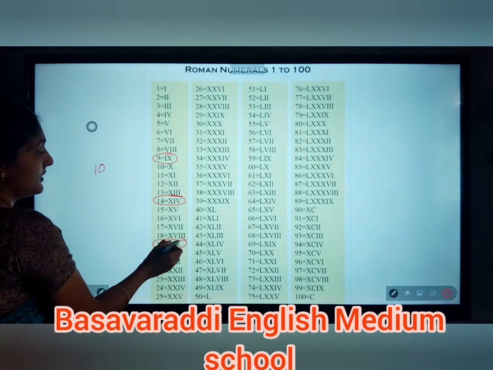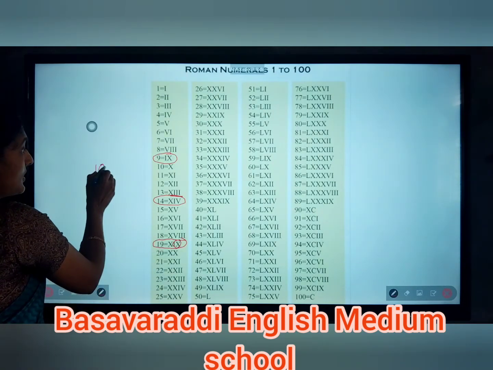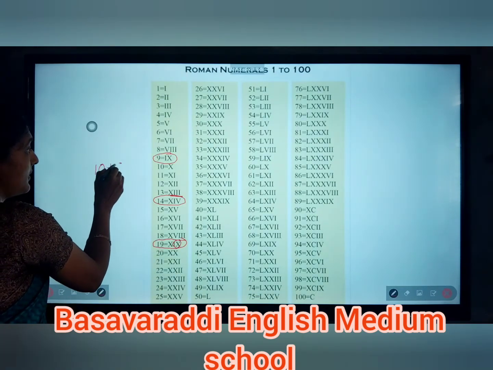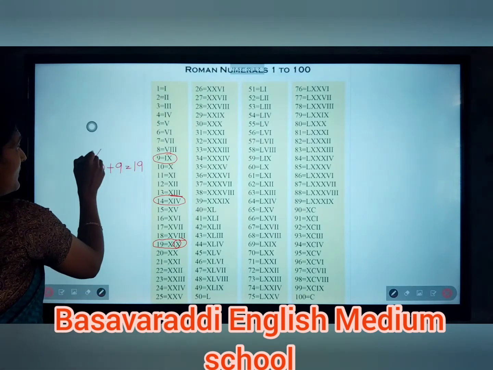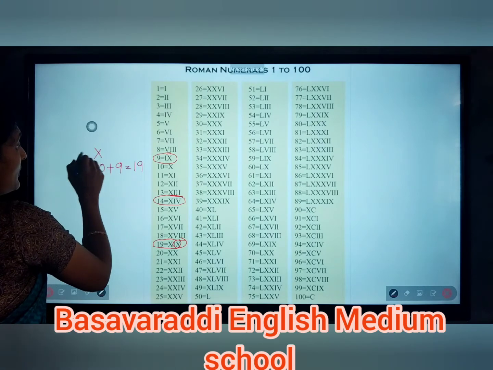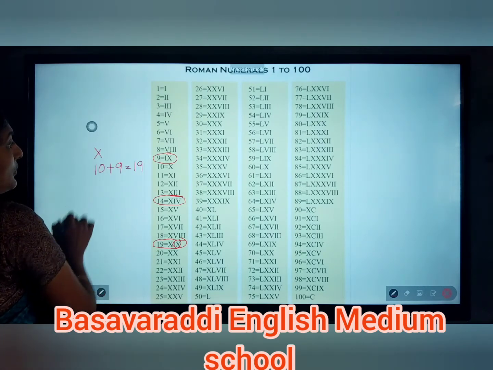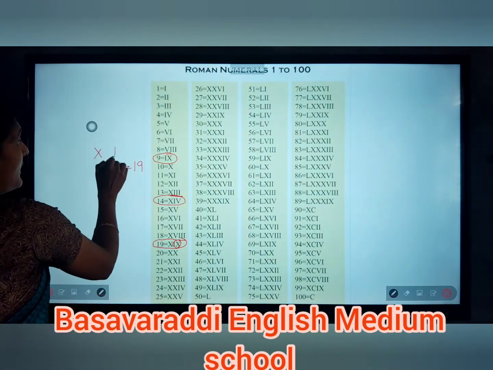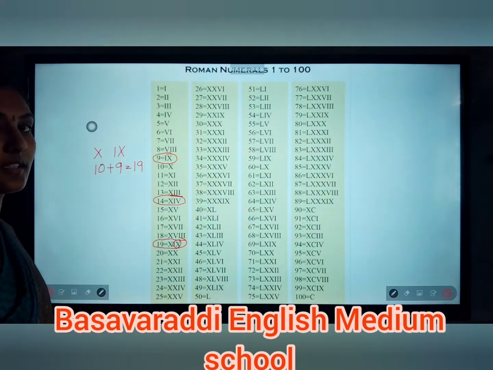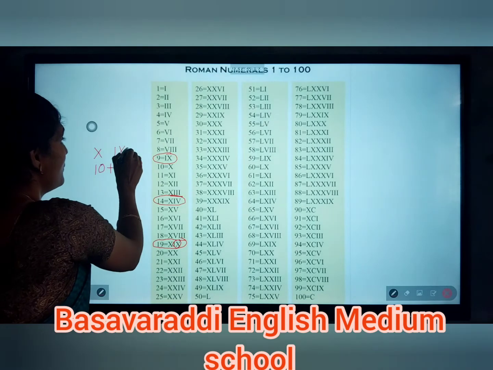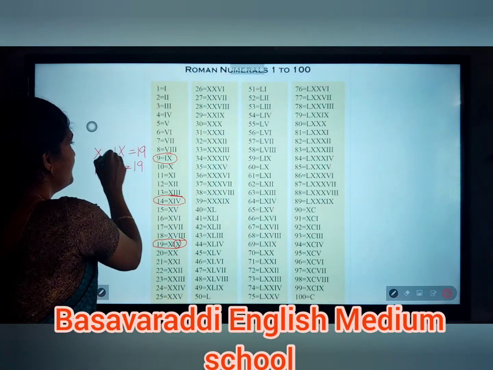Next, the I and X, this shows the 9. So add the number here, so it becomes 19. The value of the symbol X, the value of the 10, is X. The value of the IX, that is 9. So XIX is equal to 19.